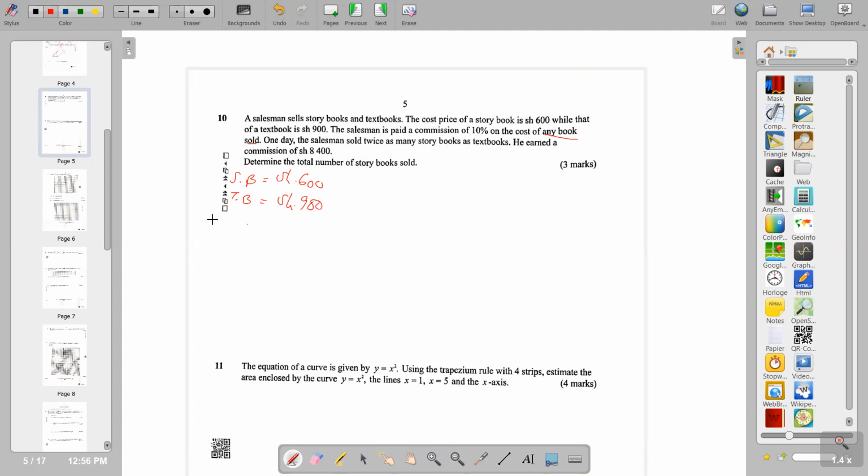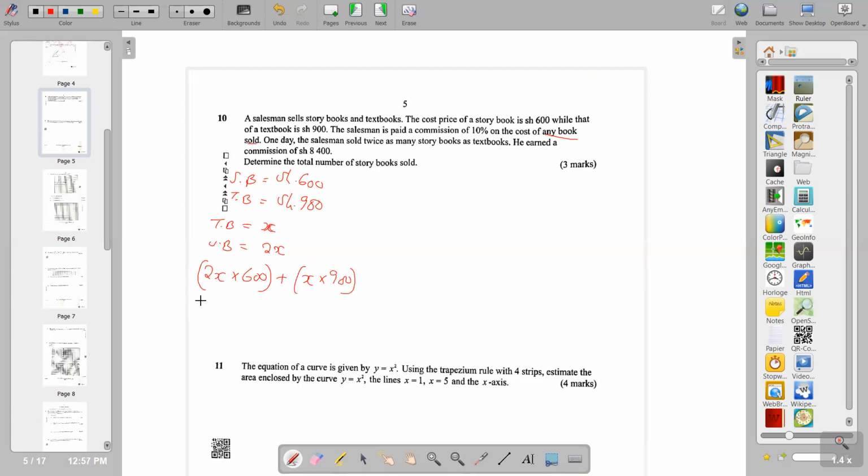So you can say that the textbooks sold, let it be X. So meaning that the storybooks sold was twice, so it is 2X. Now meaning that 2X is the number of storybooks sold, and then you multiply this by the price of a storybook, that is 600. And then plus the textbooks, X textbooks times the price of one textbook, that is 900.